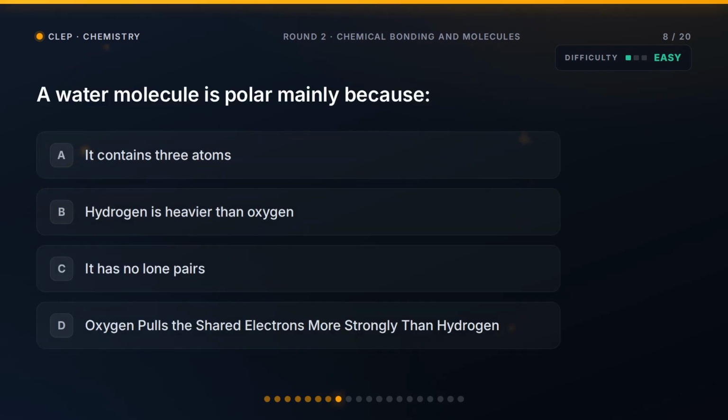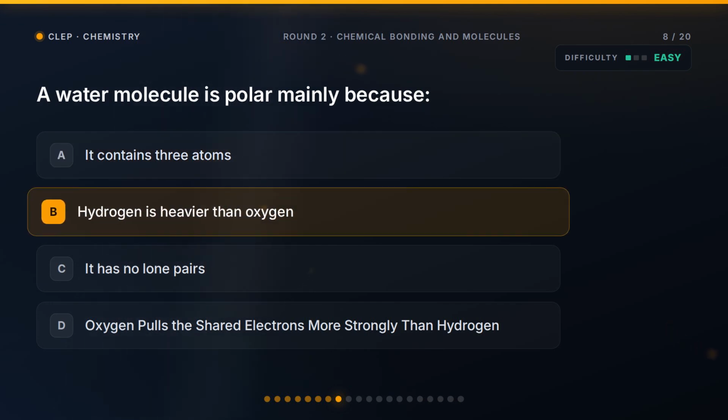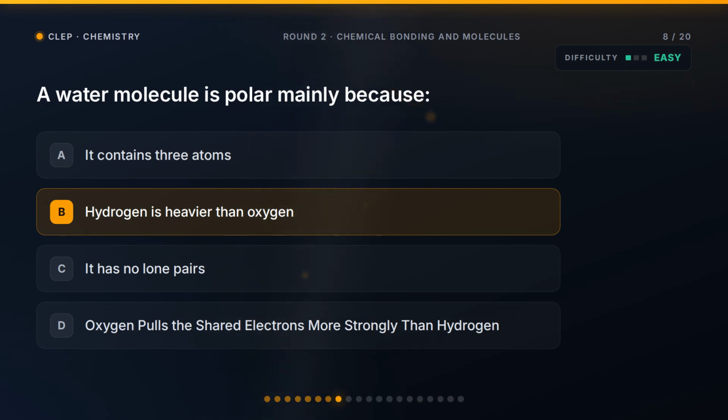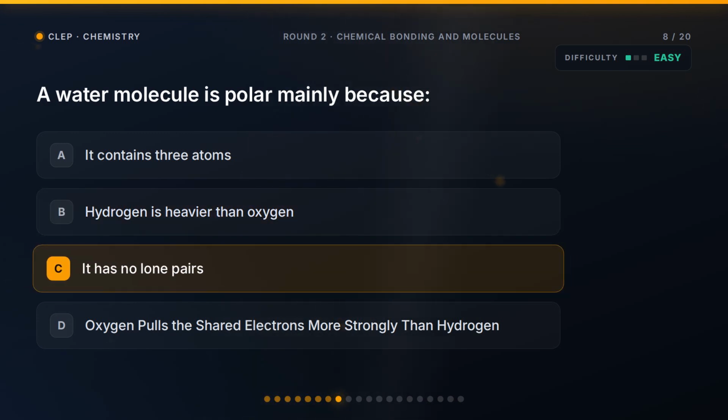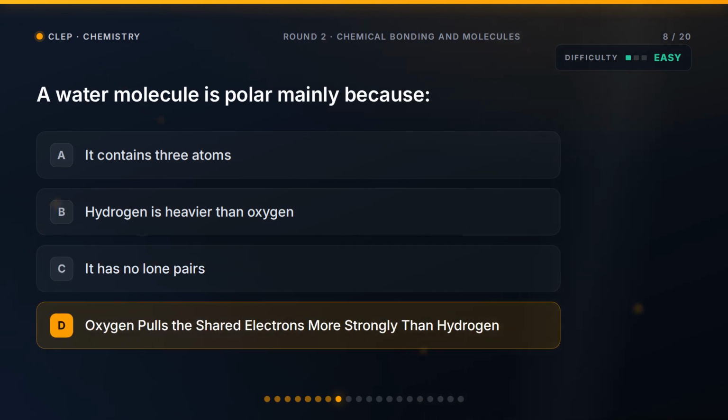Question 8. A water molecule is polar mainly because A. It contains 3 atoms. B. Hydrogen is heavier than oxygen. C. It has no lone pairs. D. Oxygen pulls the shared electrons more strongly than hydrogen.